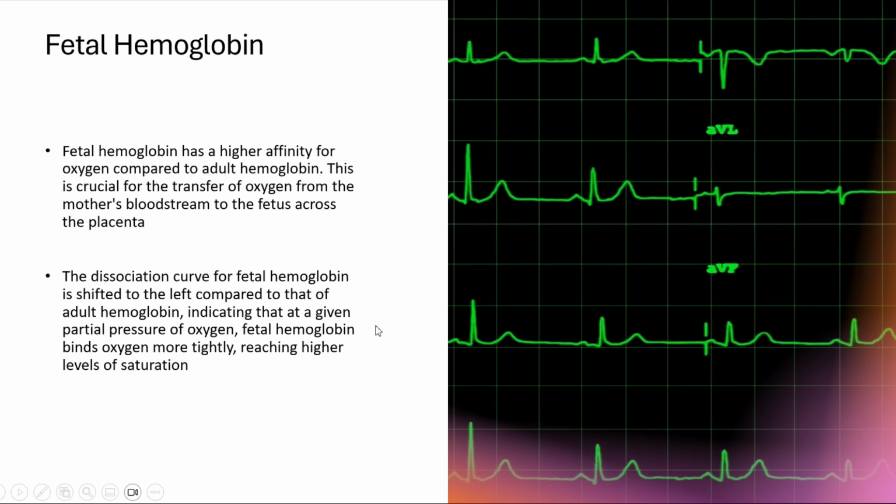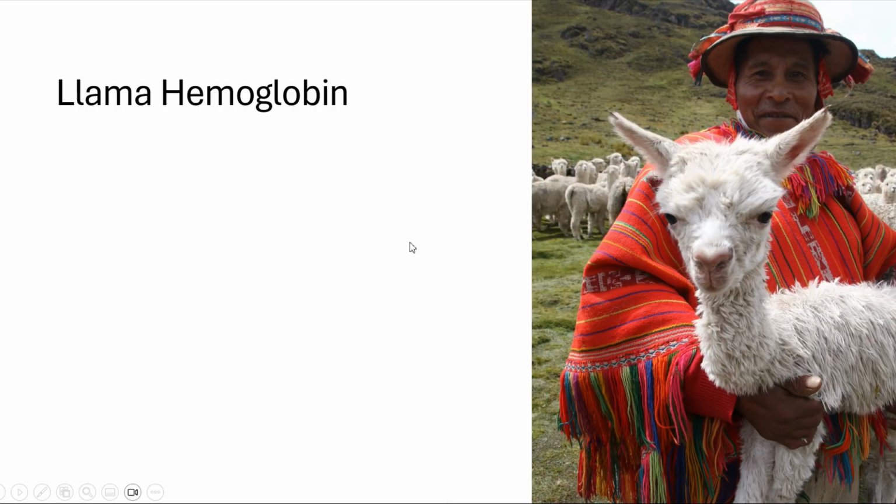So what it means is that it's basically looking steeper. For the same amount of oxygen, it's going to be more saturated. It's going to bind onto it better because it's got a higher affinity in general. They are born with a higher affinity. You get it? Okay, cool.